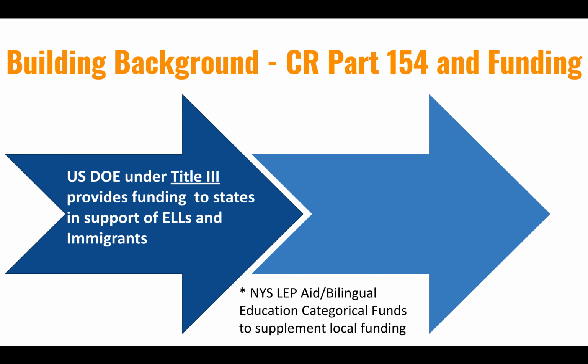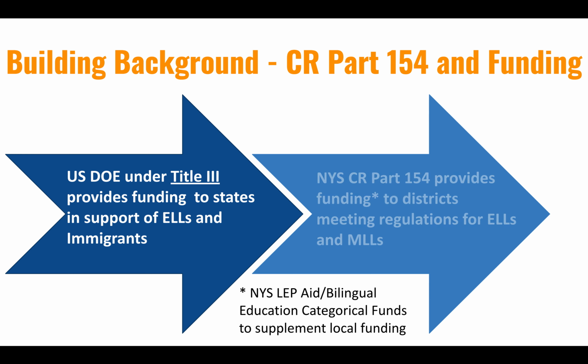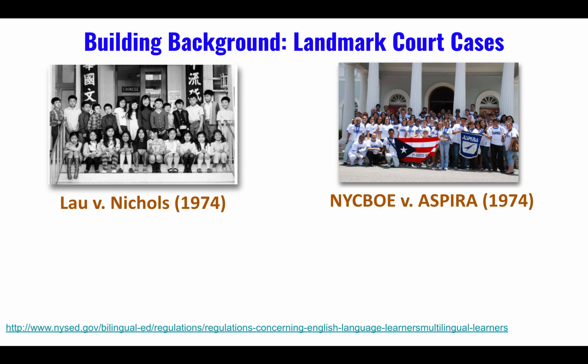So under the federal government, Title III funding is provided to states in support of ELLs and immigrants if those states meet the criteria set forth by the federal government. New York State does that through the Commissioner's Regulations Part 154, providing funding to districts who are meeting the regulations for English language learners and multilingual learners. The New York State LEP aid bilingual educational categorical funds supplement local funding.